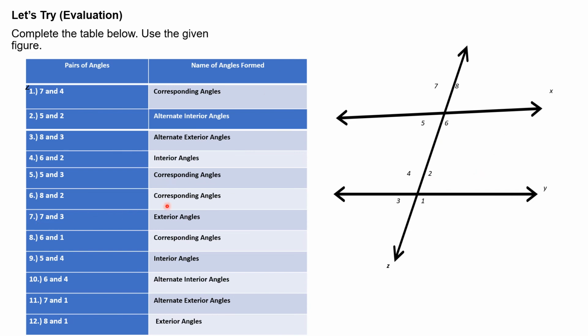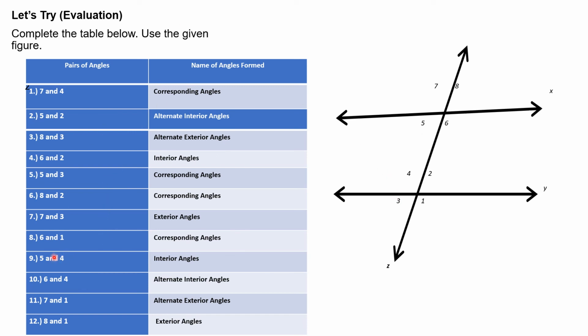Next, number 7, angle 7 and angle 3. Here is our angle 7, and here is our angle 3. Angle 7 is exterior, angle 3 is exterior, and they are both on the same side of our transversal line. They are both on the left side. That means they are exterior angles.